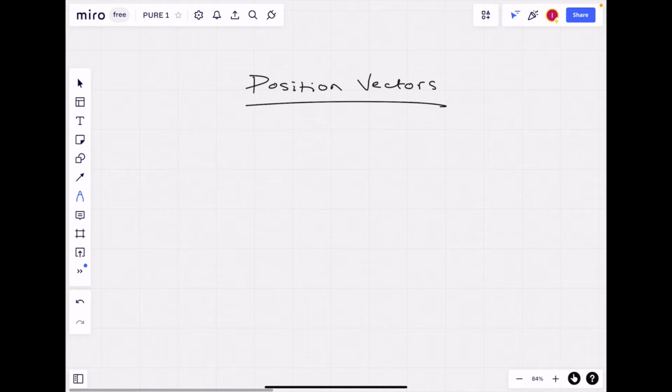All vectors can be drawn on a graph. They can be drawn on a set of x and y axes. So let's say I have an x and y axis, and let's say I draw a vector something like this. Let's call this endpoint A, starting from the origin O.